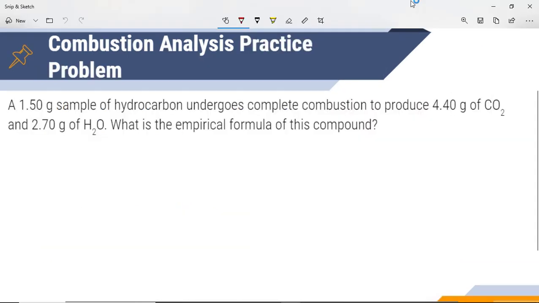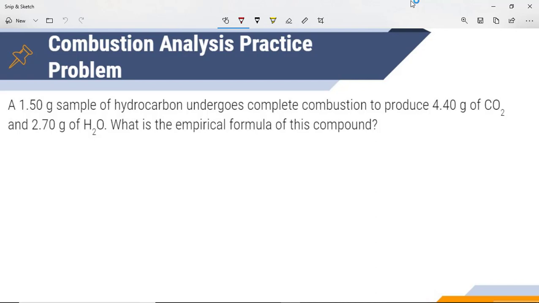So let's take a look at this sample combustion analysis practice problem. A 1.5 gram sample of hydrocarbon undergoes complete combustion to produce 4.4 grams of carbon dioxide and 2.70 grams of water. What is the empirical formula of this compound? So remember, in order to figure out the empirical formula of the compound, we need to determine how many grams of carbon and grams of hydrogen we started with.